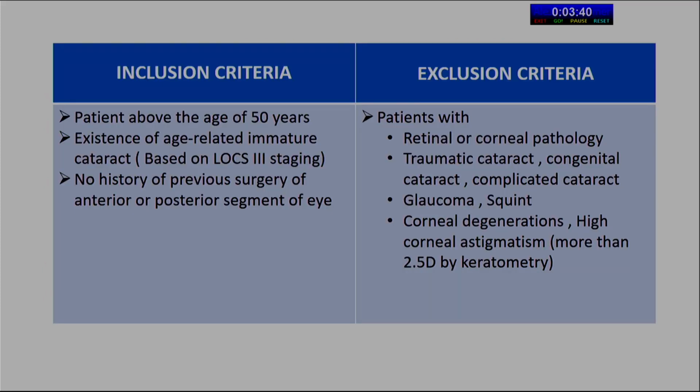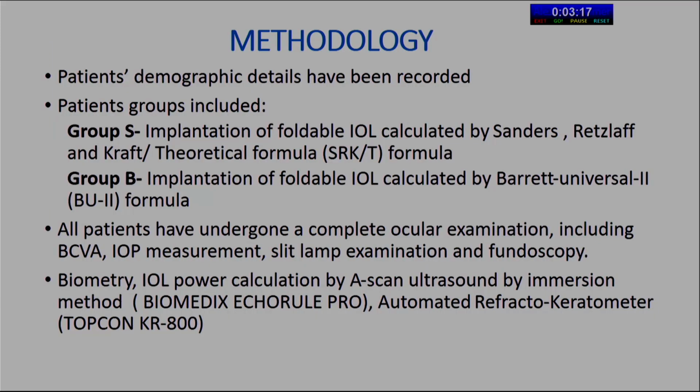Inclusion criteria are patients above the age of 50 years, existence of age-related immature cataract based on LOCS III staging, and no history of previous surgeries. Exclusion criteria are patients with retinal or corneal pathology, traumatic cataract, congenital cataract, glaucoma, squint, corneal degenerations, and high corneal astigmatism, that is more than 2.5 diopters per keratometry.